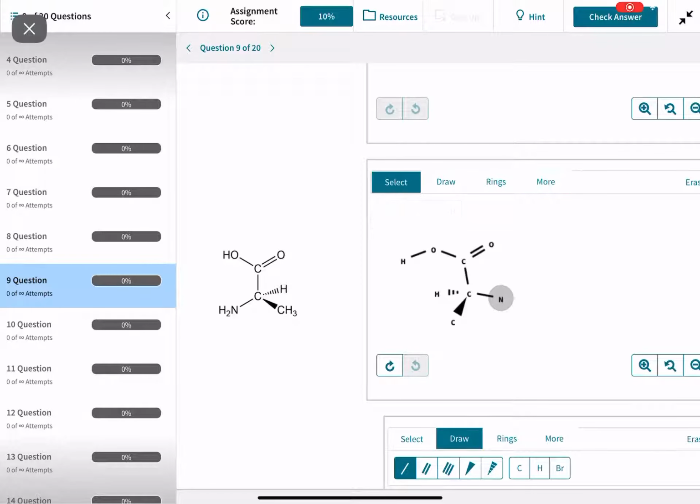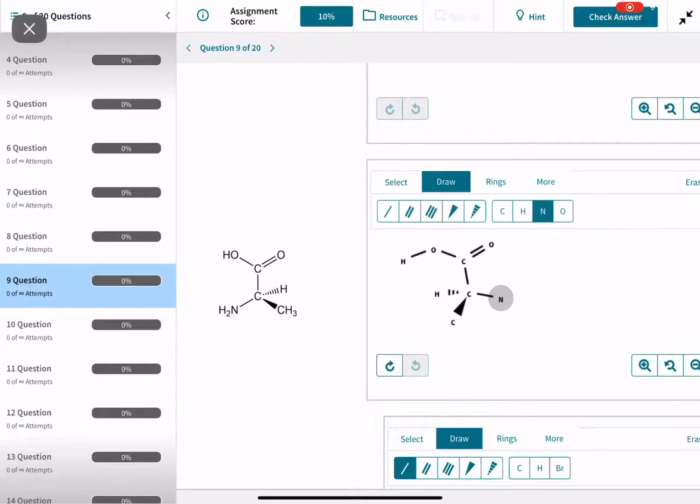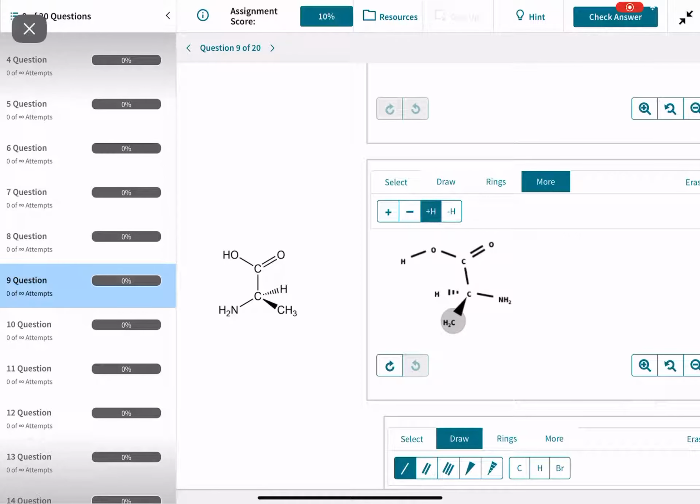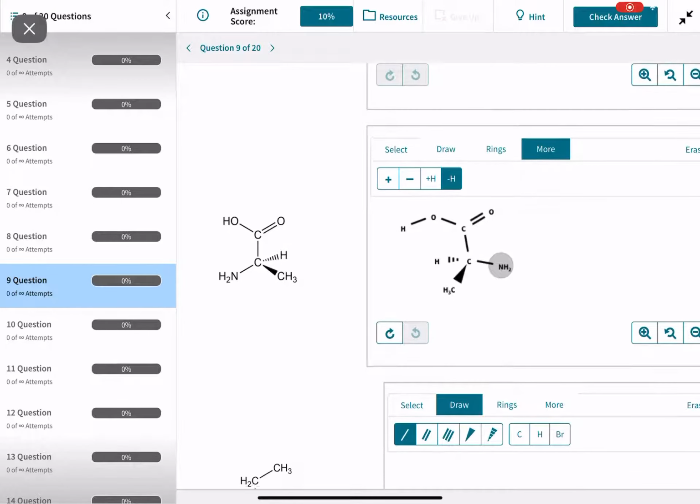Look at this cool tool, I don't know if you've found it yet when you're drawing. If you go over to the More option, notice how they have this plus H minus H button. This allows you to add hydrogens. So if I click on plus H and then I just start clicking on the atom where I want to put hydrogens, they just show up. If you get crazy with it and put too many on there, then you just use minus H to get rid of them. It makes it a lot faster. So here's one option for doing this. I've just drawn the absolute mirror image of the molecule.